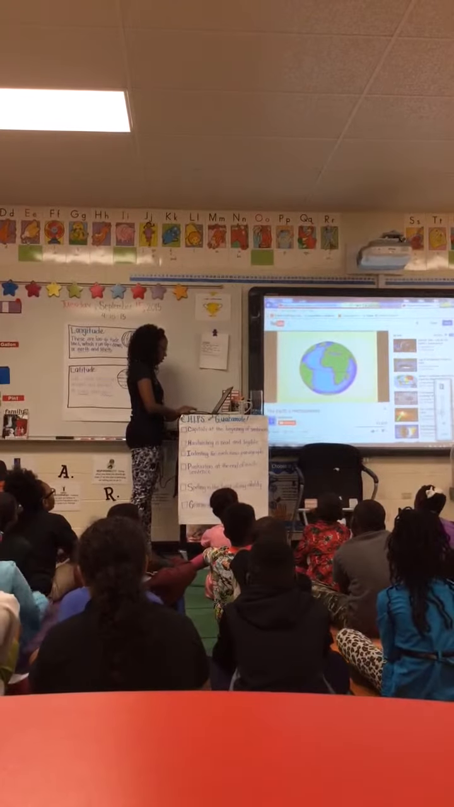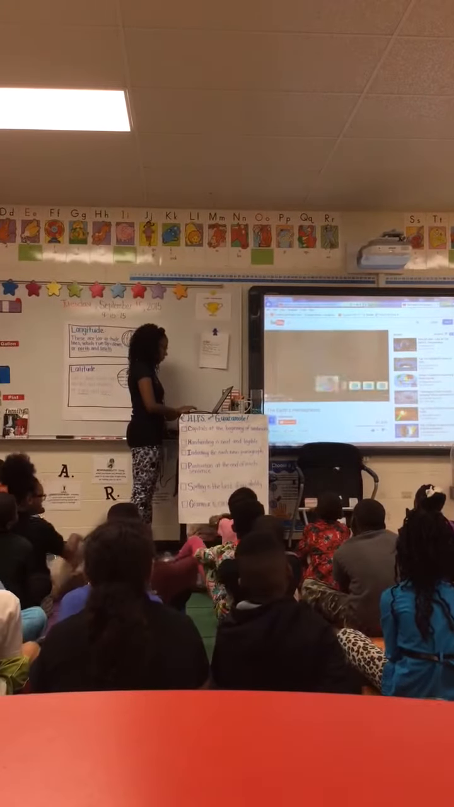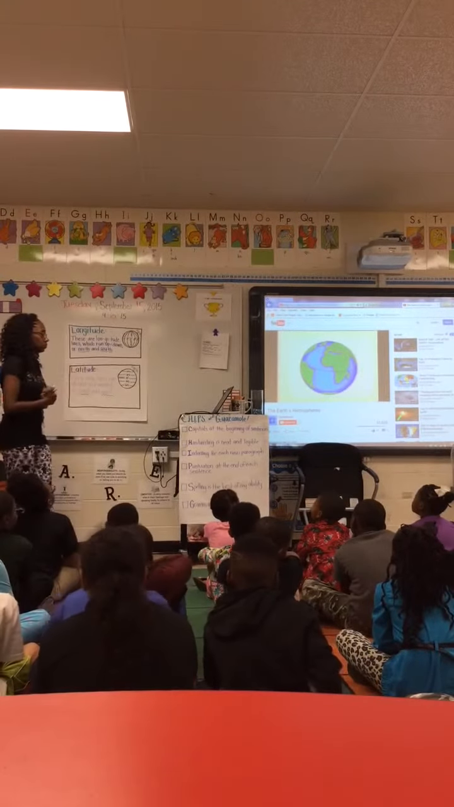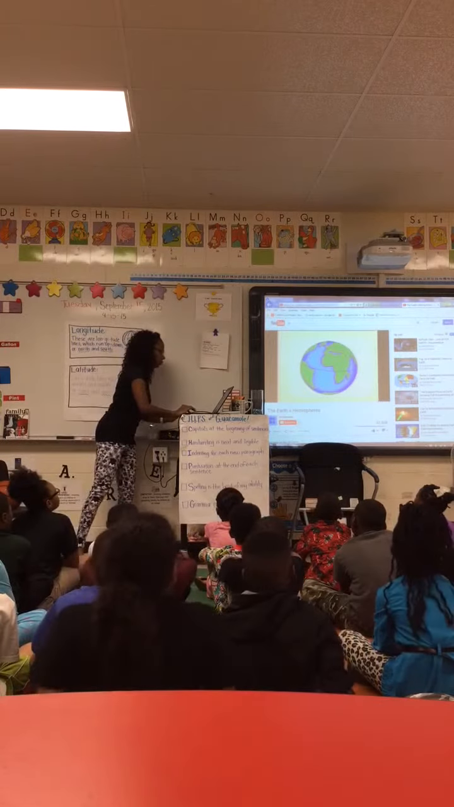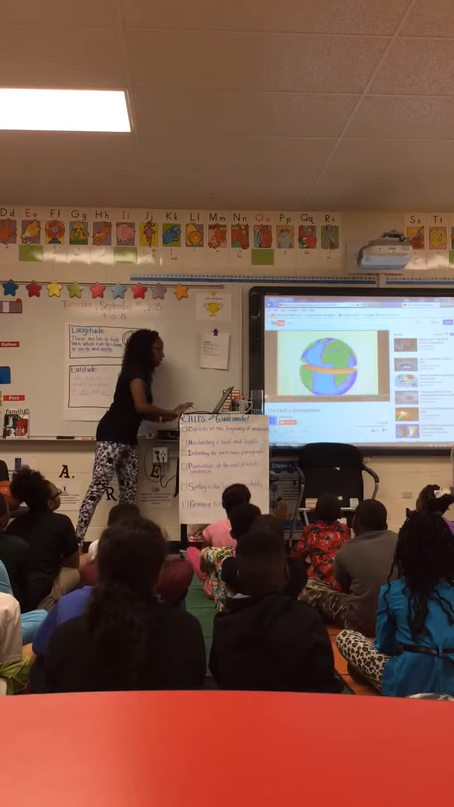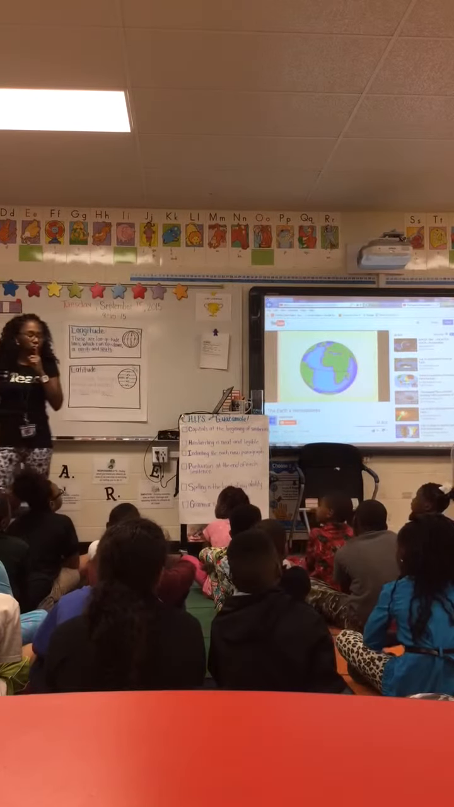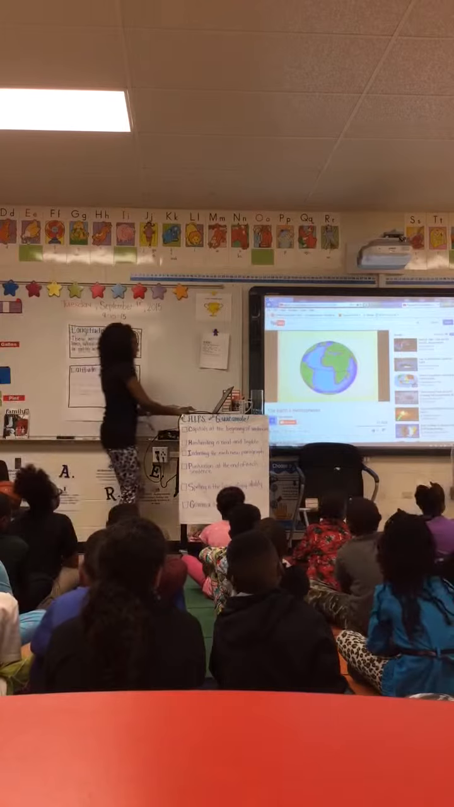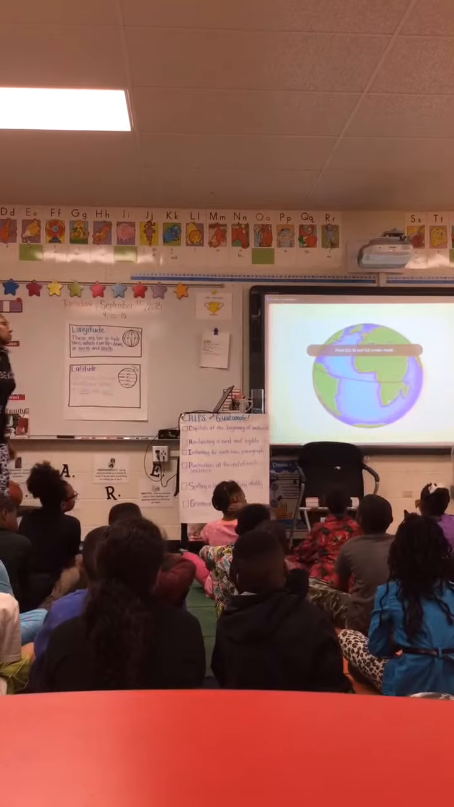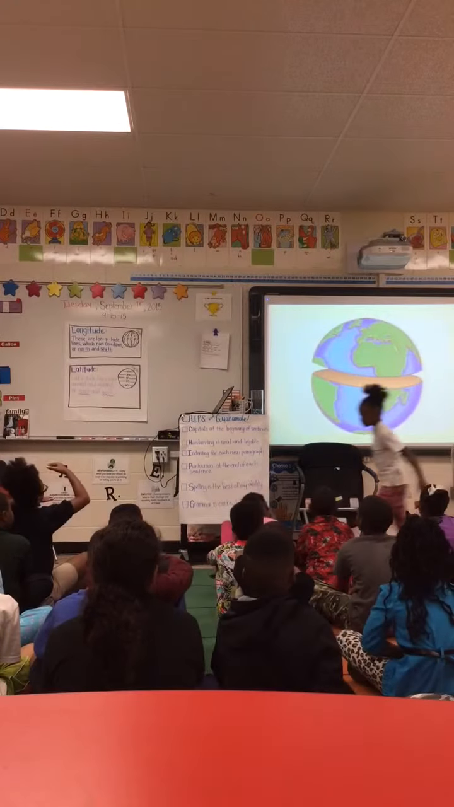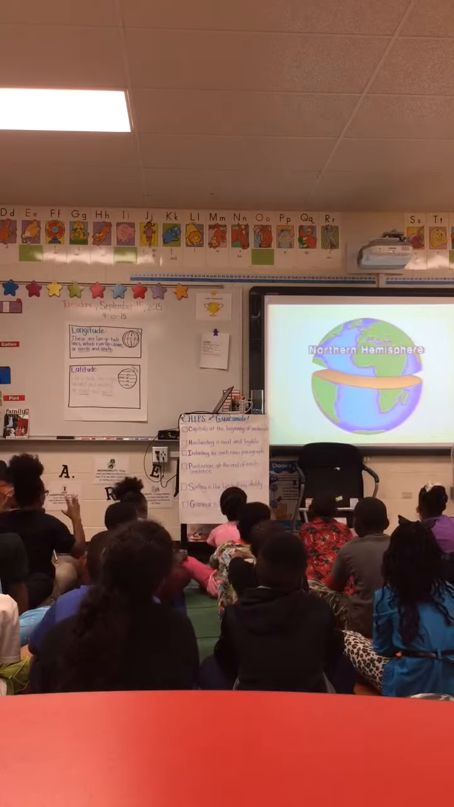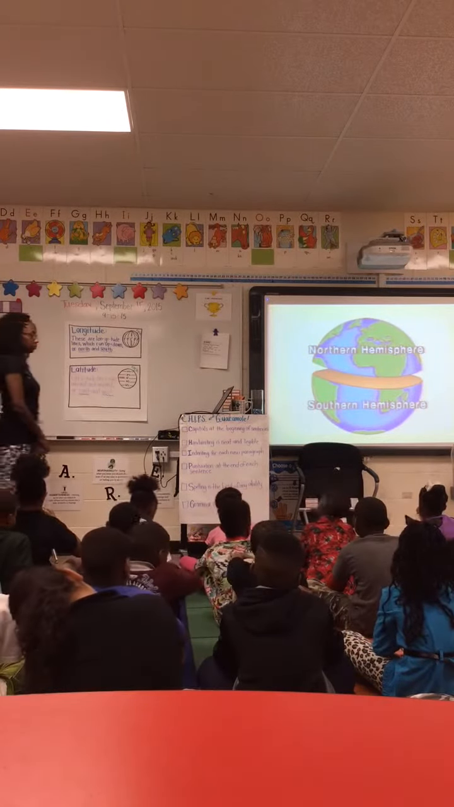Places can be located on the Earth in another way, by what hemisphere they are in. A hemisphere means half a sphere. The equator divides the Earth into two hemispheres. North of the equator is called the northern hemisphere, and south of the equator is called the southern hemisphere.